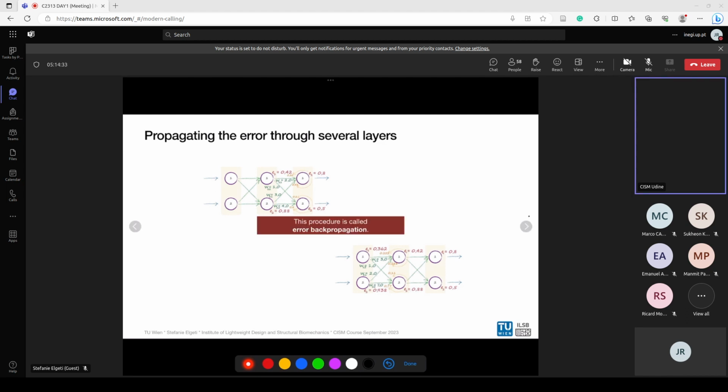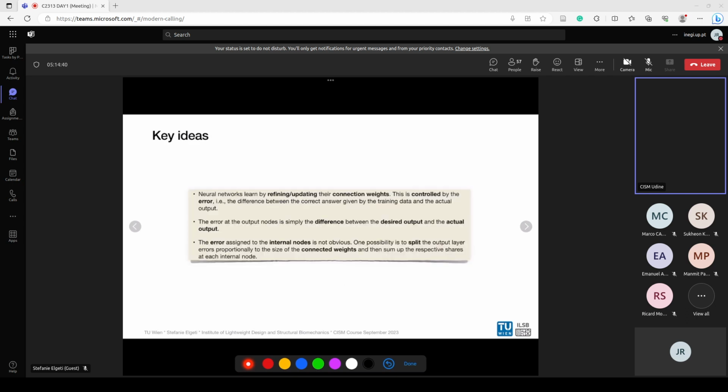Yeah, this whole procedure is called error backpropagation. And this is how we can adjust the weights through several layers. So the neural network will learn by refining or updating the connection weights, and this is controlled by the error, which is somehow the difference between the correct answer given by the training data and the actual output. The error at the output nodes is then simply the difference between the desired output and the actual output.